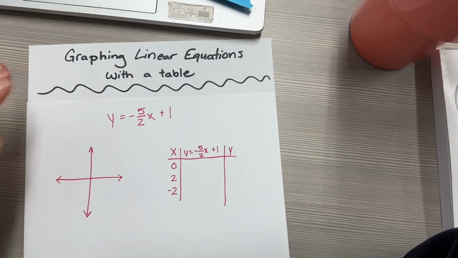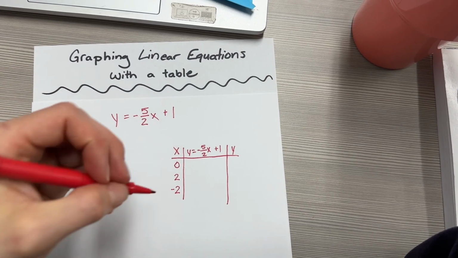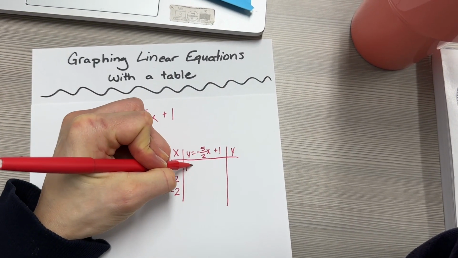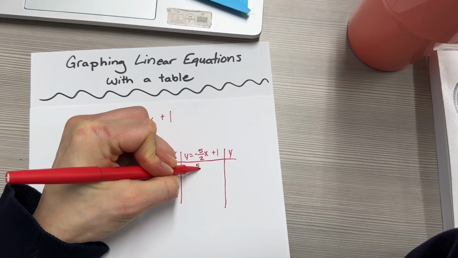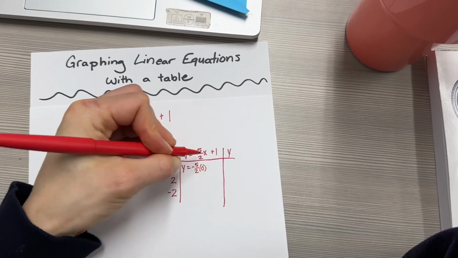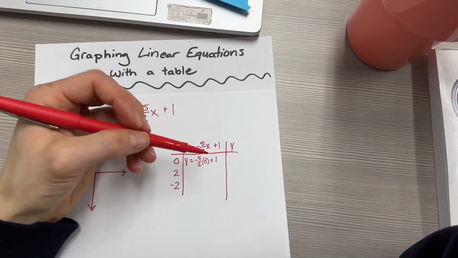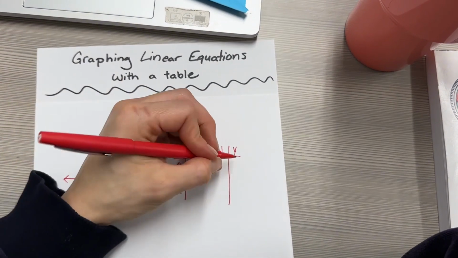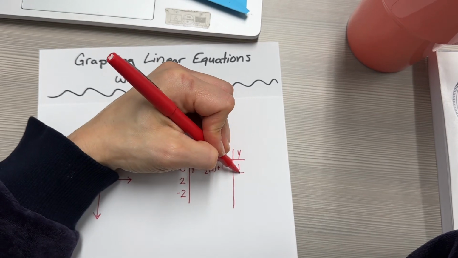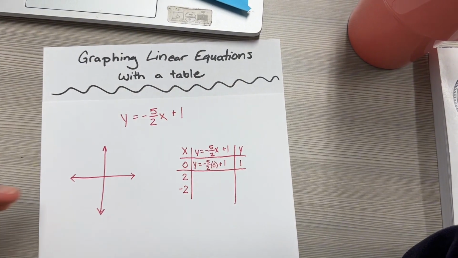So let's solve these out real fast. Starting off with 0. Again, we're just going to substitute the 0 wherever we see that x. So we have -5/2 times 0 plus 1. We all know 0 times anything equals 0. So this is just 0 plus 1, which is 1. So now we have our first ordered pair.